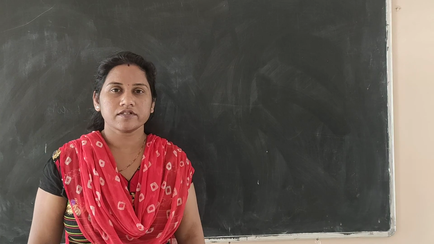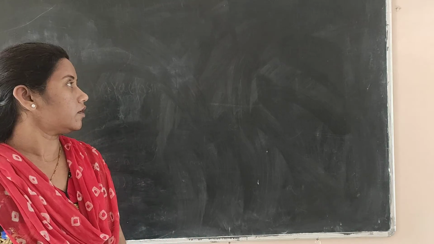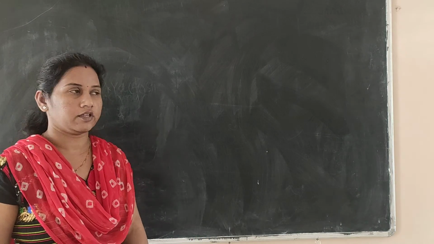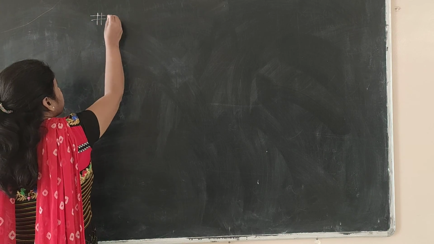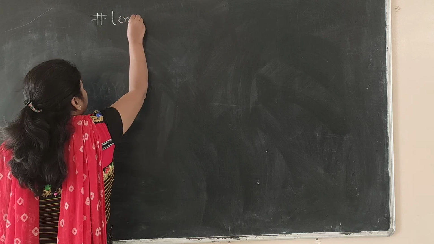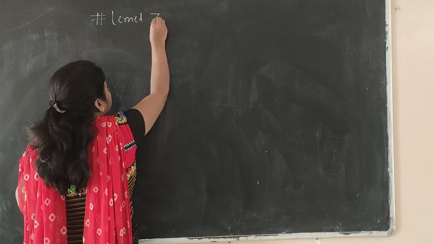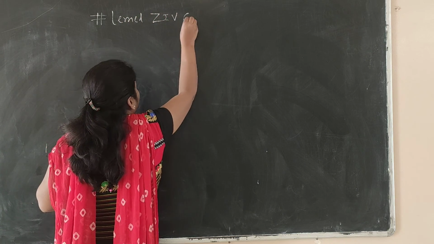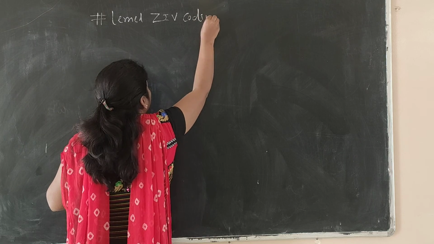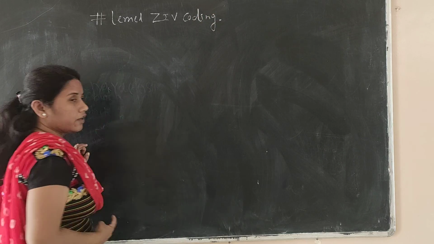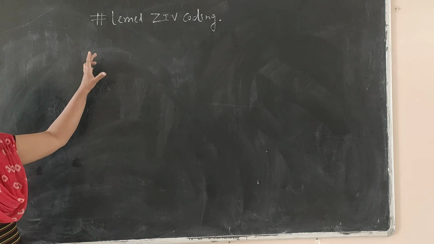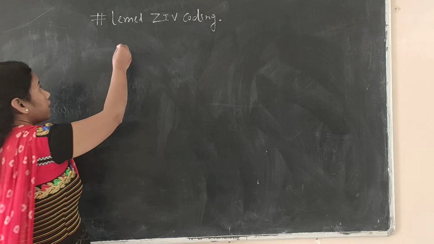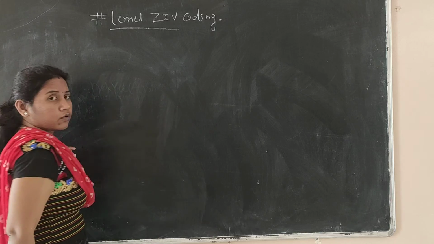Friends, today we will see the next topic from the Information Theory and Source Coding unit. Today's topic is Lempel-Ziv coding. This is the name of the inventors who invented this coding, and the type of coding is named Lempel-Ziv coding.